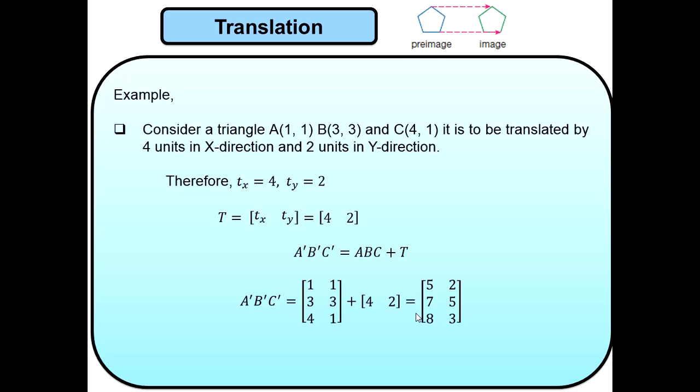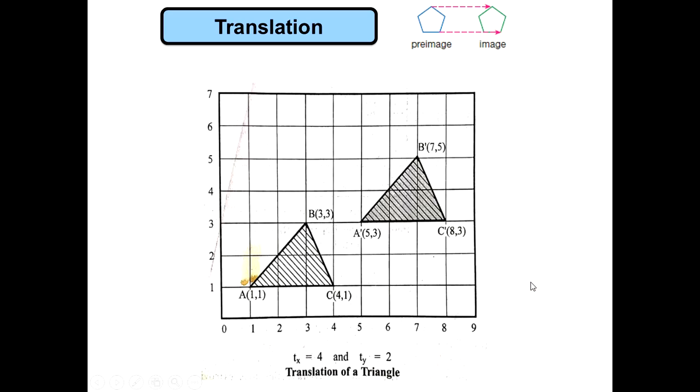Okay, so you will get the new position A dash, B dash, C dash, that is 5, 2, 7, 5 and 8, 3. Okay, and initial position is what? 1, 1, 3, 3 and 4, 1. Now let's represent this final position with the help of the drawing. You can see here, your initial position of the triangle A 1, 1, B 3, 3 and C 4, 1. Okay, so this was your initial position.